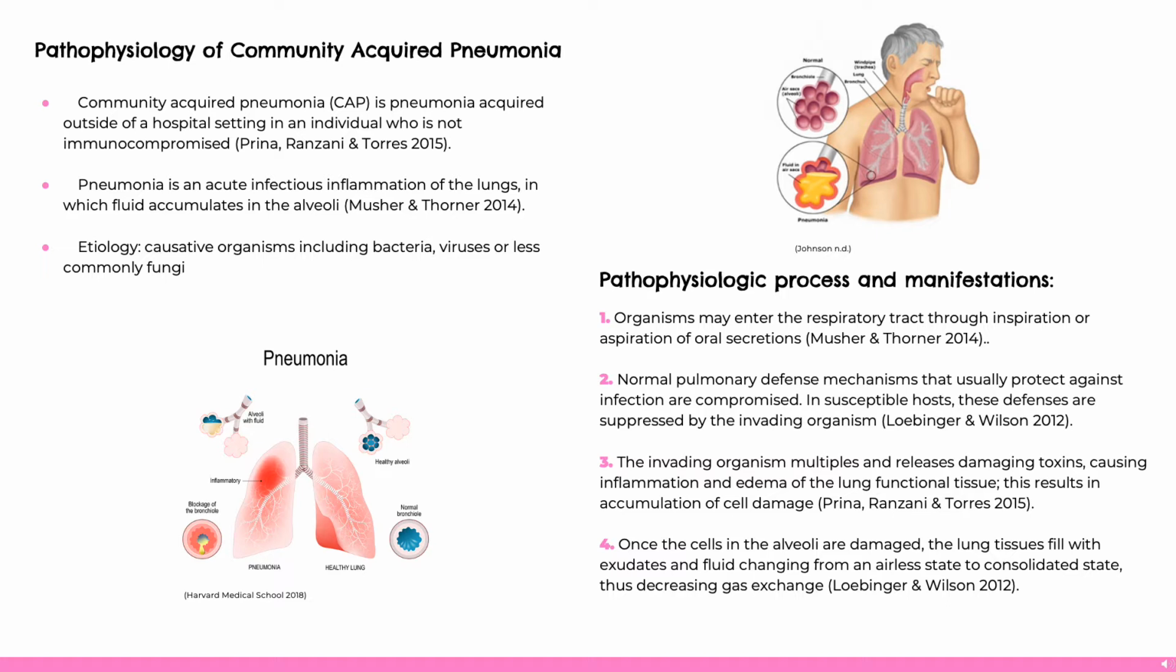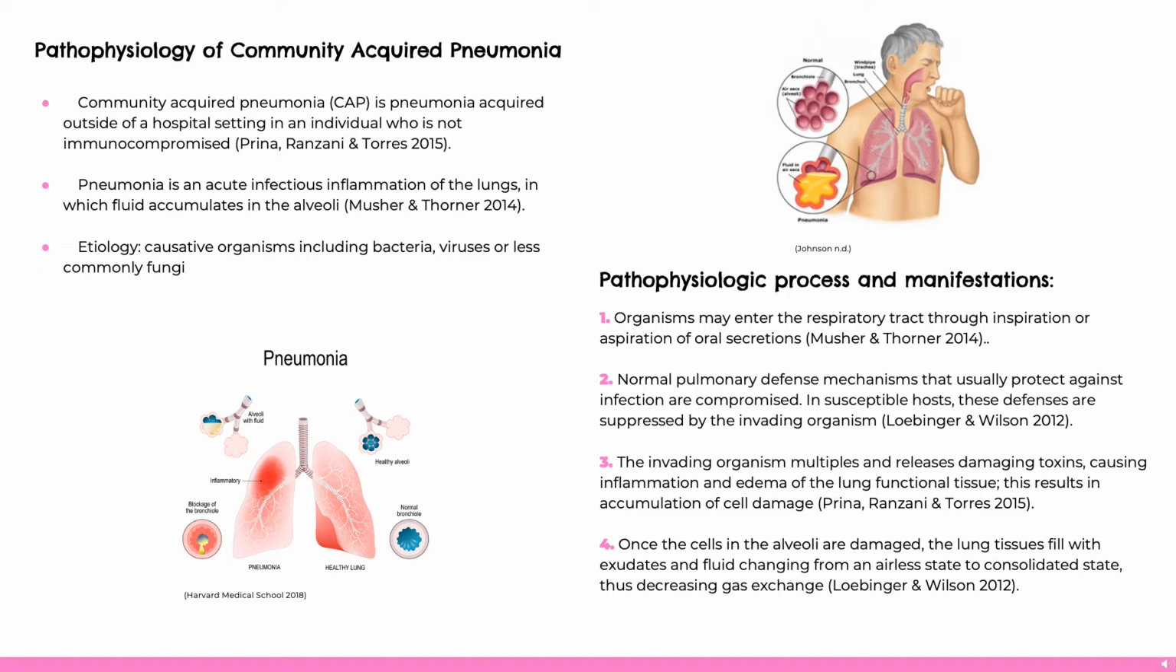There is a pathophysiologic process that occurs with community-acquired pneumonia. Organisms may enter the respiratory tract through inspiration or aspiration of oral secretions. Normal pulmonary defense mechanisms such as the cough reflex, mucociliary apparatus, mucus secretion, and nose hairs that usually protect against infection are compromised. In susceptible hosts, these defenses are either suppressed or overwhelmed by the invading organism. The invading organism multiplies and releases damaging toxins in the alveoli, causing inflammation and edema of the lung functional tissue. This results in accumulation of cell damage.